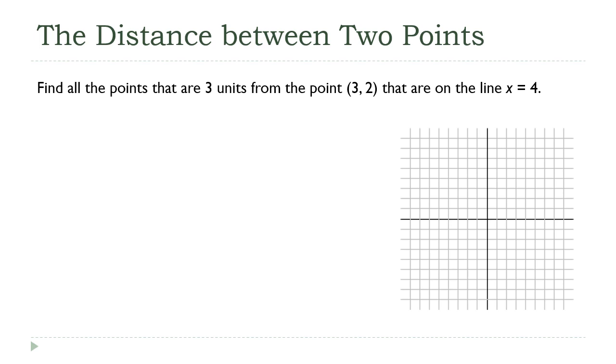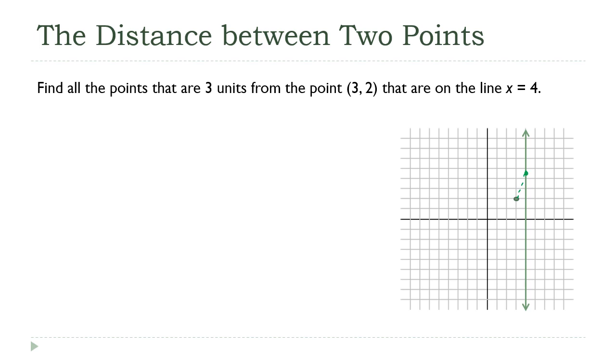I want to find all the points that are 3 units from the point 3 comma 2 and that are on that line. All right, so I've got a graph over here so we can sketch a quick picture. There's my point, right, over 3 up 2, and there's my line, x equals 4. So somewhere on this line, there is a point, at least one point, that is exactly 3 units from the one we were given, and I'd like to find its coordinates.